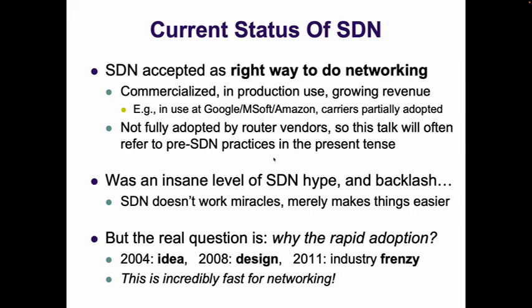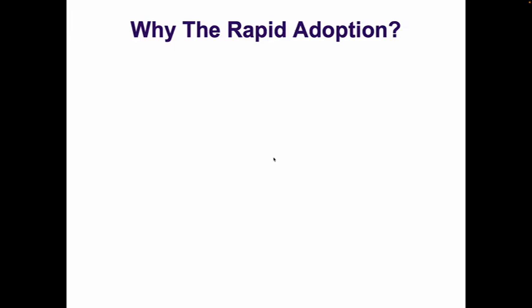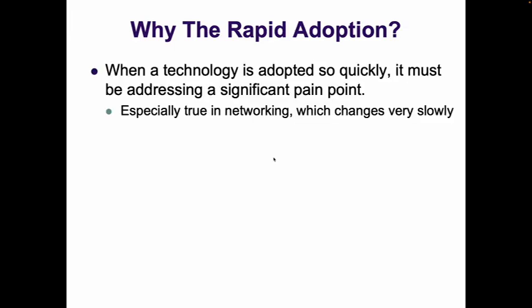This is incredibly fast for any field, but particularly for networking, which is hardware-based, and that changes very slowly, and standards-based, which changes even more slowly. So why did that happen? When a technology is adopted so quickly, it must be answering some pain point. It's especially true in networking because of the hardware and the standards base. It's got to be a very extreme pain point. So what was that pain point?